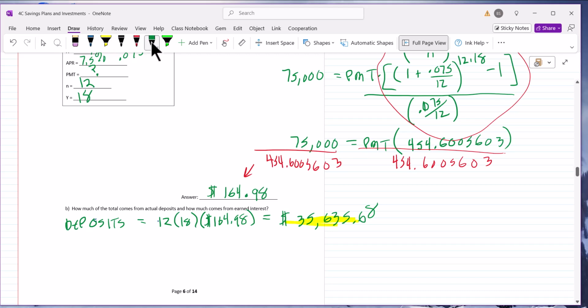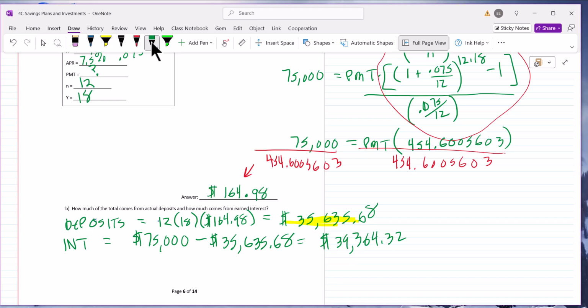Okay, if you want to find the interest, you have to do these two things. You're going to take the $75,000 savings minus the amount of money that you put in the savings account, and then that will give you $39,364.32. Okay, like that. So if you do this problem correctly, what will these two numbers always add up to? Those two numbers are going to add up to 75,000. So you can tell you're right. You really can. So we did pretty good with that.